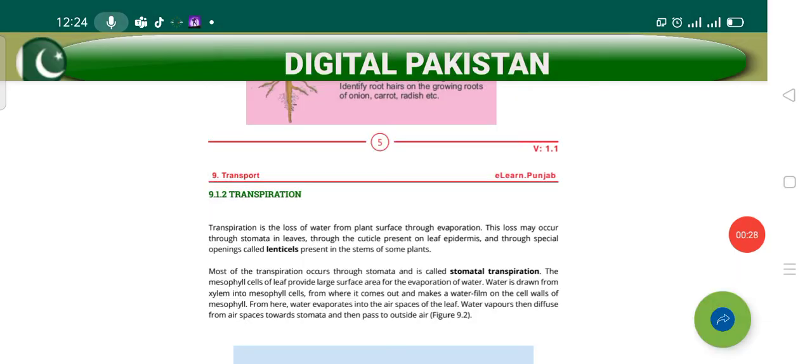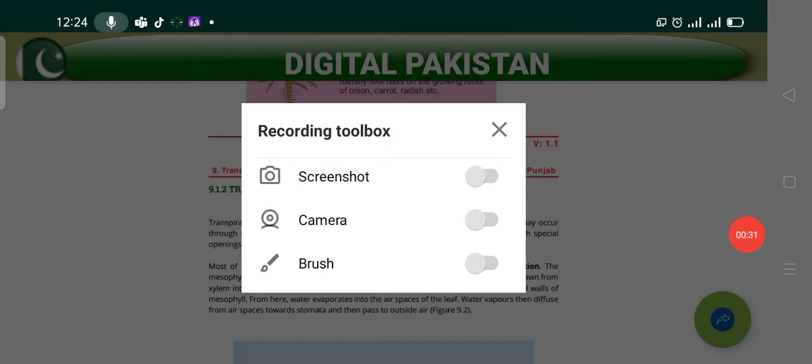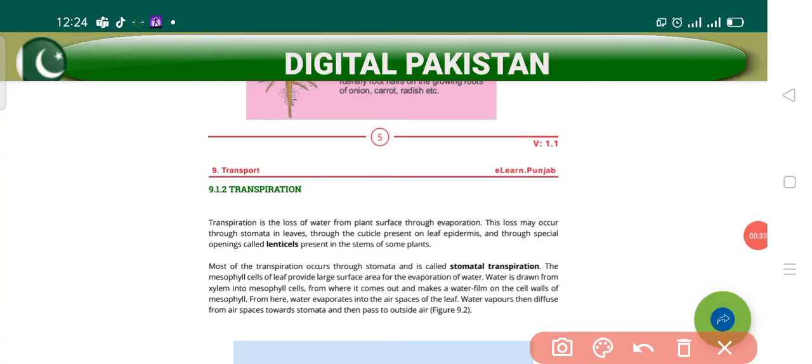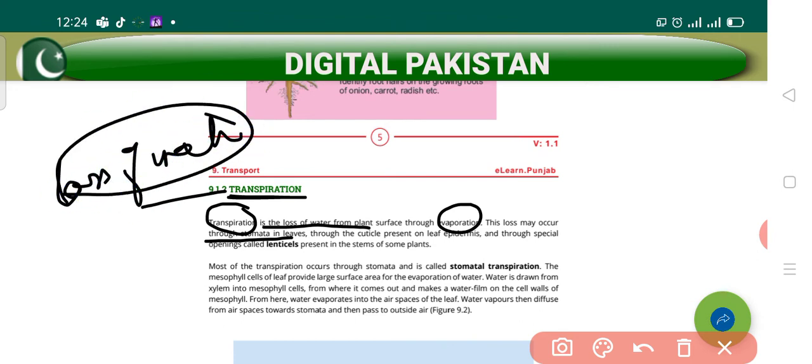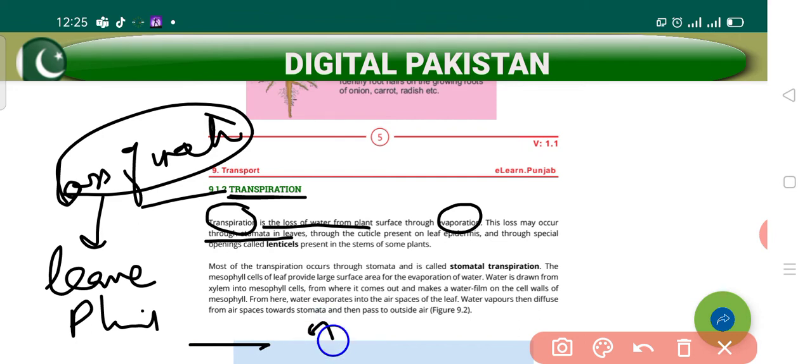Actually, what is basically transpiration? Transpiration is basically the loss of water from the plant's surface through evaporation, and this loss may occur through the stomata in the leaf. So what is happening, beta? The water is being lost from the leaf or from the plant, through the openings present in the plants. Is it clear to you?